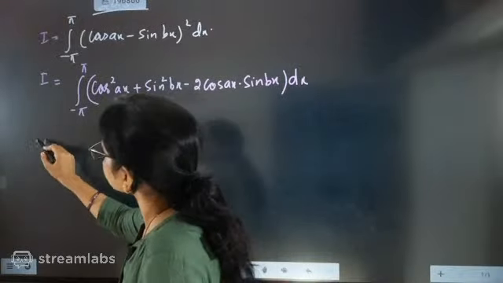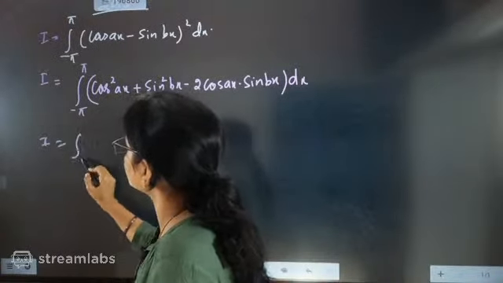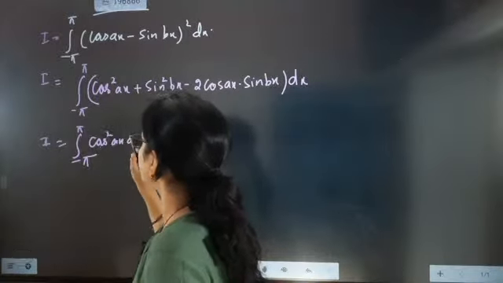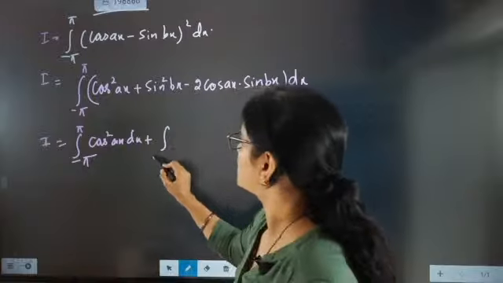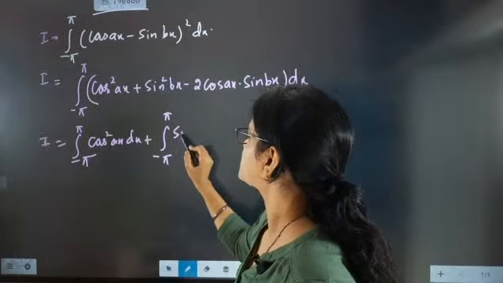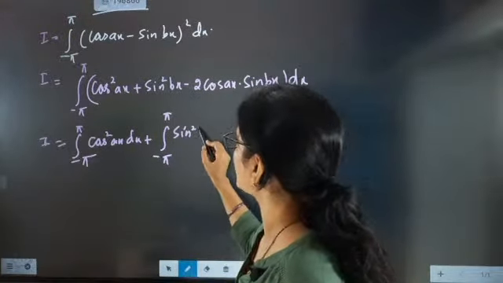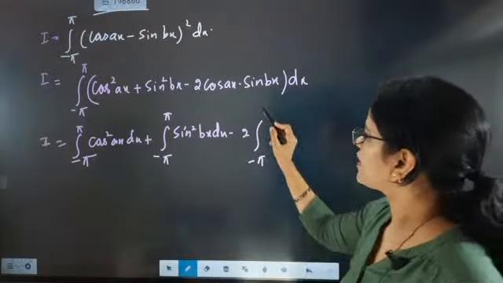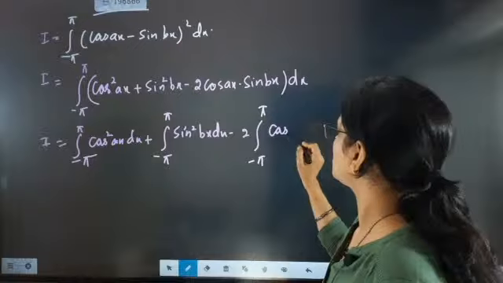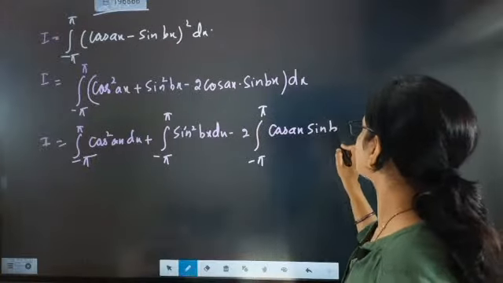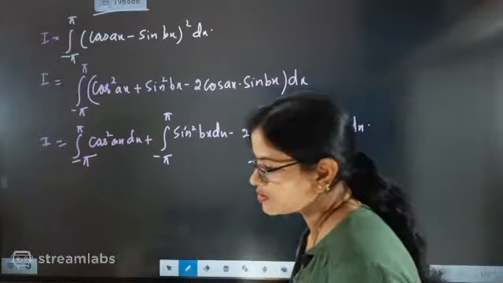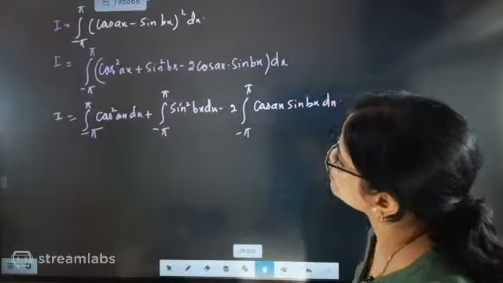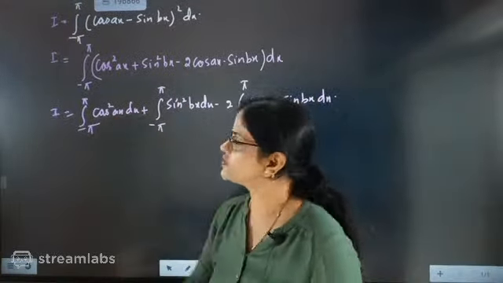So now I will be writing the integral from minus pi to pi cos square ax dx, plus the integral from minus pi to pi sin square bx dx, and then minus 2 times the integral from minus pi to pi cos ax sin bx dx. Now this condition will be satisfied if we do one small work. We are going to check which one is odd.